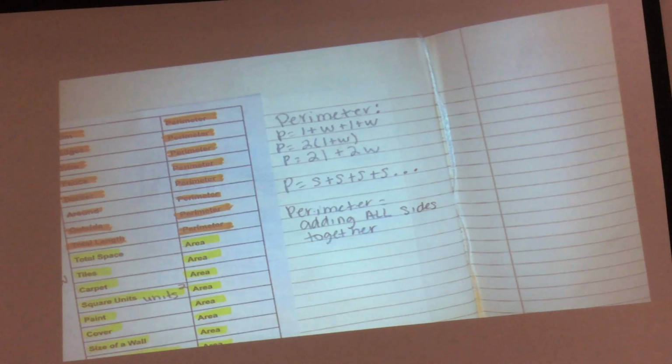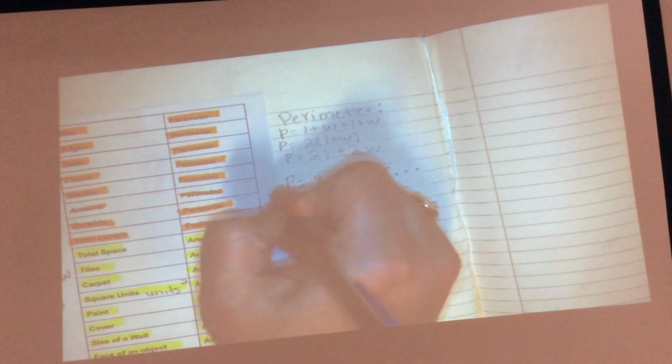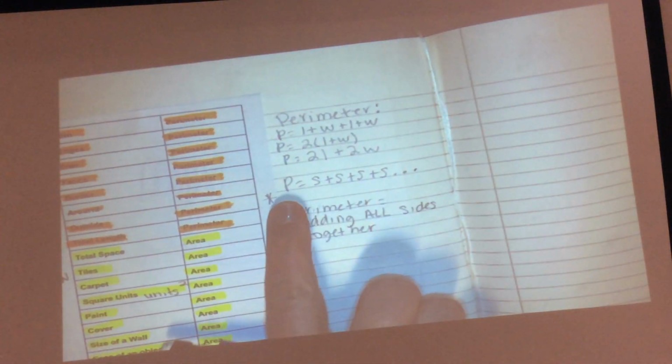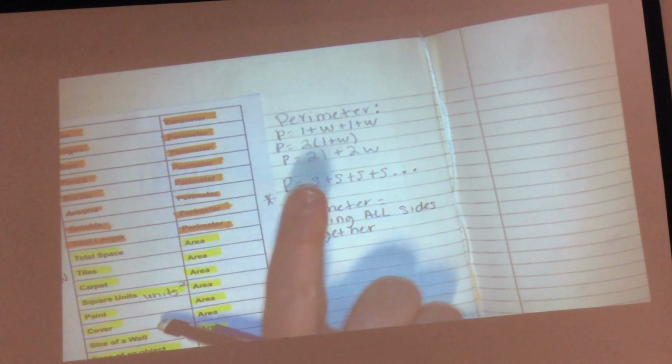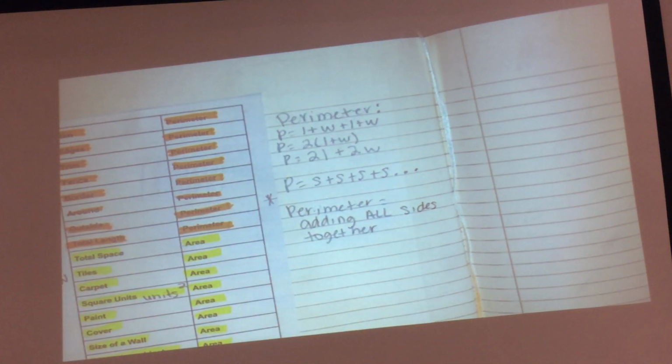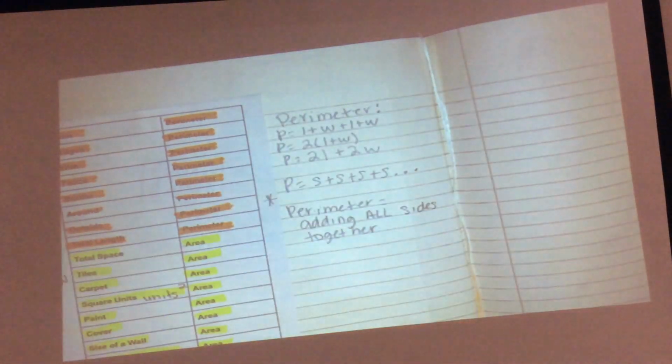So I would write this next to the perimeter: B plus S plus S plus S, dot dot dot. Perimeter equals adding all sides together. You are allowed to make as many notes as you want, but you can write them down when you start the test; you may not bring those notes with you to the test. Does that make sense? Once I say you may begin, you can write whatever you want on your booklet, on your STAAR chart, on your scratch paper, but not on your scan form. You can write down anything you want.